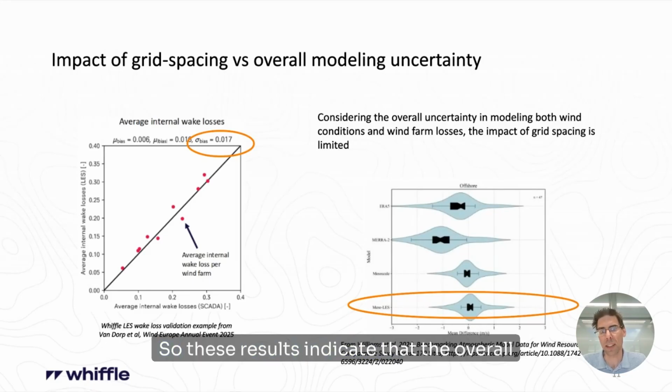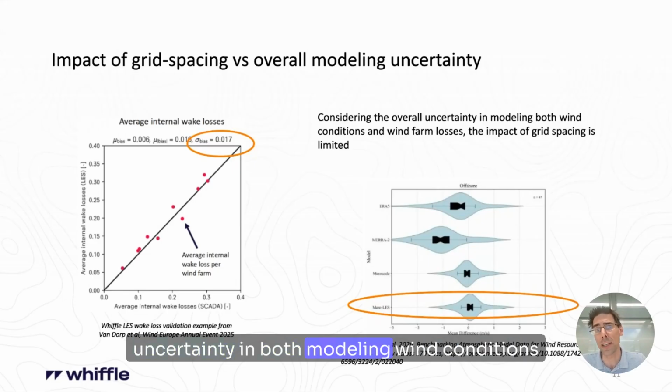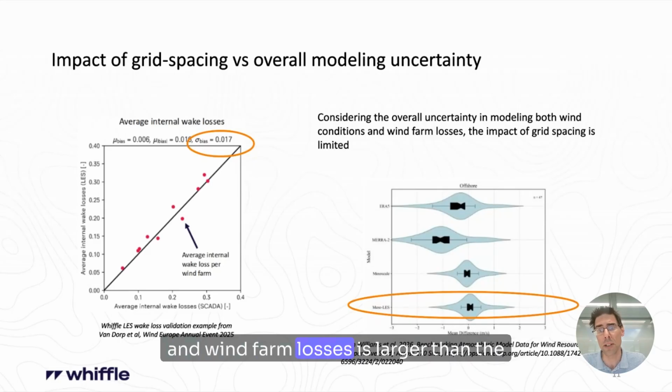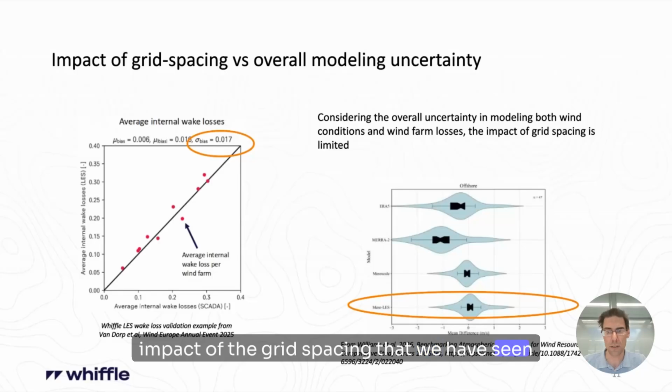So these results indicate that the overall uncertainty in both modeling wind conditions and wind farm losses is larger than the impact of the grid spacing that we have seen in this study.